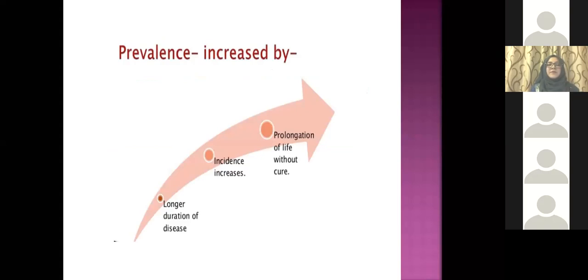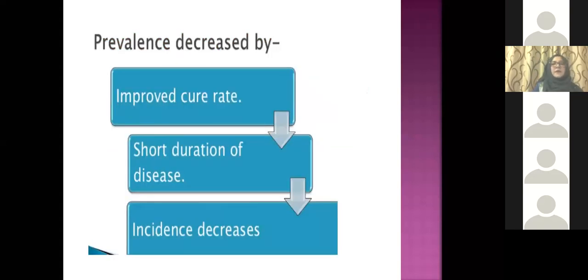So basically, prevalence is increased by the longer duration of the disease, if the incidence increases, and prolongation of life without care. All these three factors make the prevalence rise. When they are on the higher side, then the prevalence will also rise. And prevalence will decrease if there is improved cure rate, if the duration of illness is short, and if the incidence is decreasing. So all these factors will make the prevalence decrease.